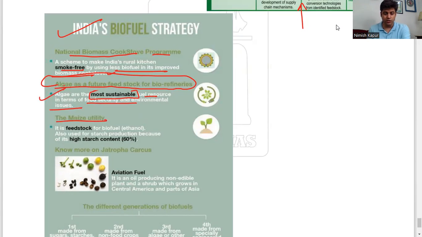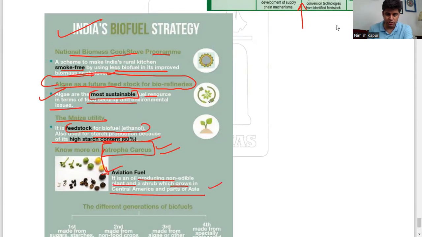Maize is a feedstock for biofuel and ethanol, and is also used for starch production because of its high starch content. Jatropha curcas is also used extensively in producing biofuel and aviation fuel. It is an oil producing non-edible plant and shrub which grows in Central America and parts of Asia.